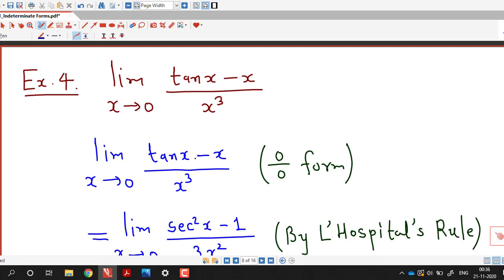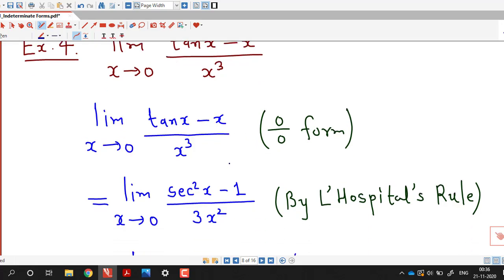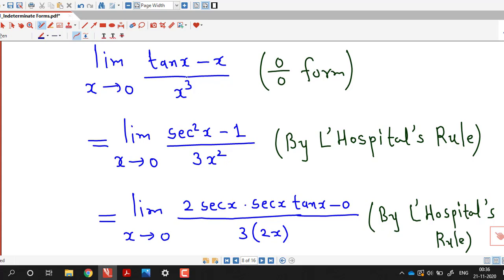So you can see, if we substitute x equal to 0, we have 0 by 0 form. So we differentiate numerator and denominator separately with respect to x. Derivative of tan x is sec square x, derivative of x is 1, and derivative of x cube is 3x square. Now if we put x equal to 0, then we have sec 0, which is 1, minus 1, it is 0. So again we have 0 by 0 form, so we have to again apply L'Hospital rule.